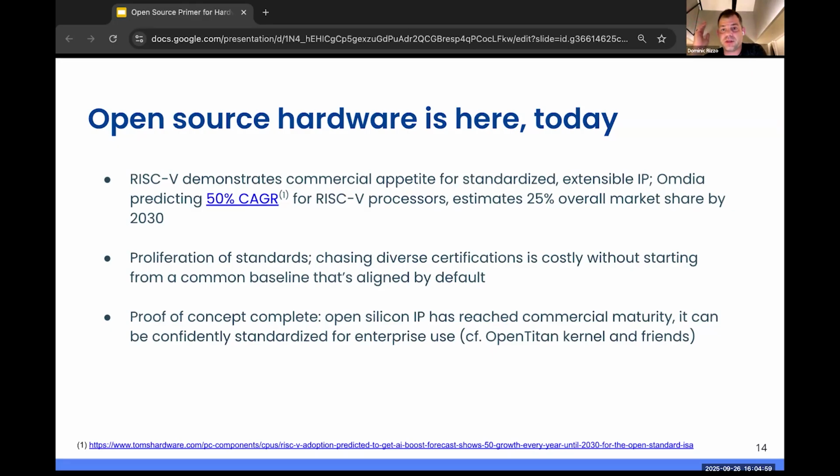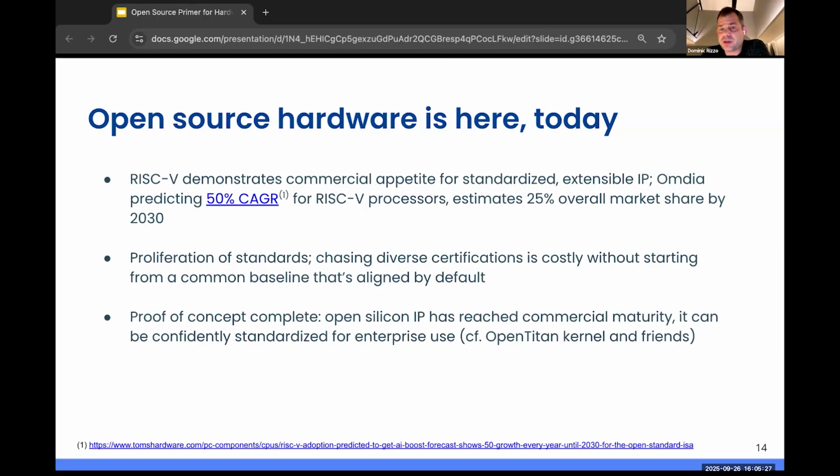RISC-V has demonstrated this very, very solidly. There's a large commercial appetite for these standardized extensible IP blocks. Omdia is predicting a 50% CAGR, which is ridiculous in terms of RISC-V processor growth and adoption, estimating that they will take on a quarter of the entire market in the next 5 years, which is pretty exceptional.